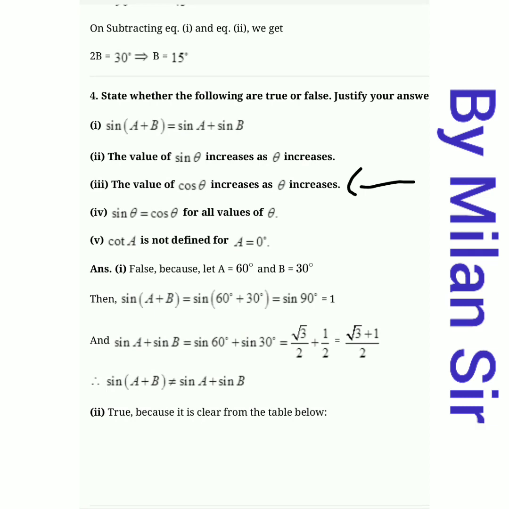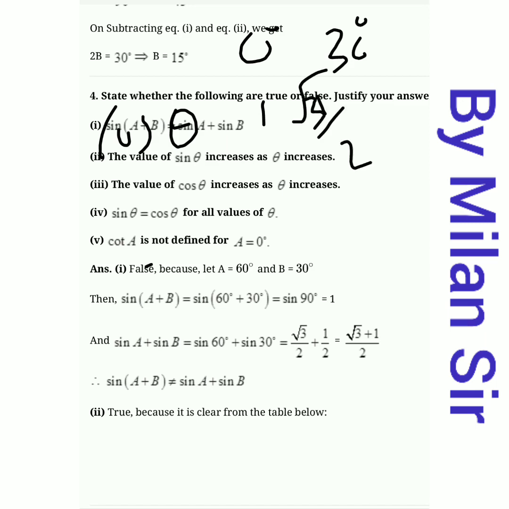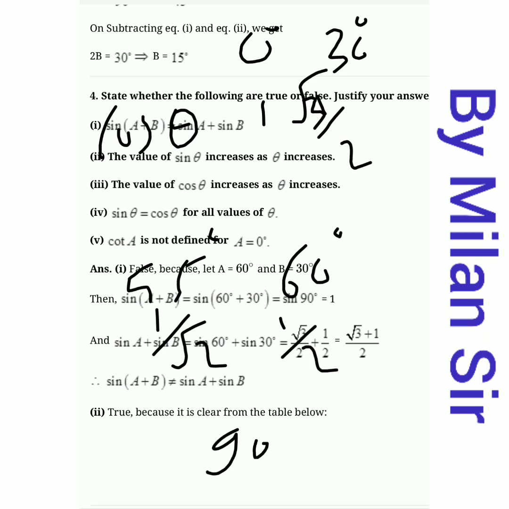False, because when I explain the trigonometric value table, I will tell you one thing: if we reverse the order of sin theta, then we get the values of cos theta. So if sin theta increases with theta, then cos theta will definitely decrease. We can also see this from the table: for cos theta, at 0 the value is 1, at 30 it is root 3 by 2, at 45 it is 1 upon root 2, at 60 it is 1 by 2, and at 90 it is 0.